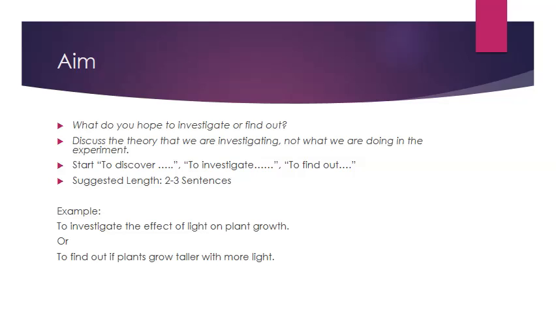So here's an example. I'm going to get some plants. I'm going to put one in the light and one in the dark. That's what I'm doing, but what am I going to write as my aim? Well, to investigate the effect of light on plant growth, because that's really what I'm doing, isn't it? I'm not seeing what happens when I put one in the dark and one in the light. I'm trying to work out what's happening to the plant growth when I change the amount of light the plant gets. Another way I could say it is just to find out if the plants grow taller with more light. And now I've said something that's quite measurable.